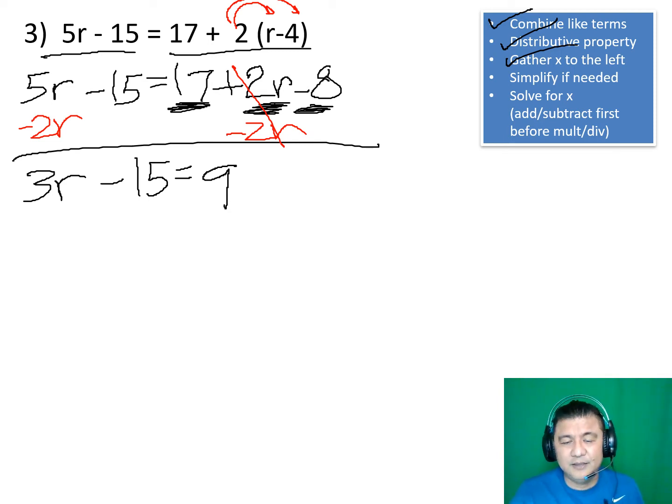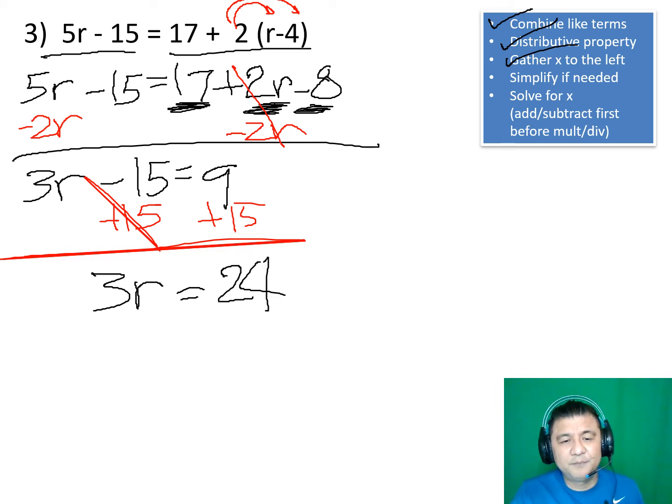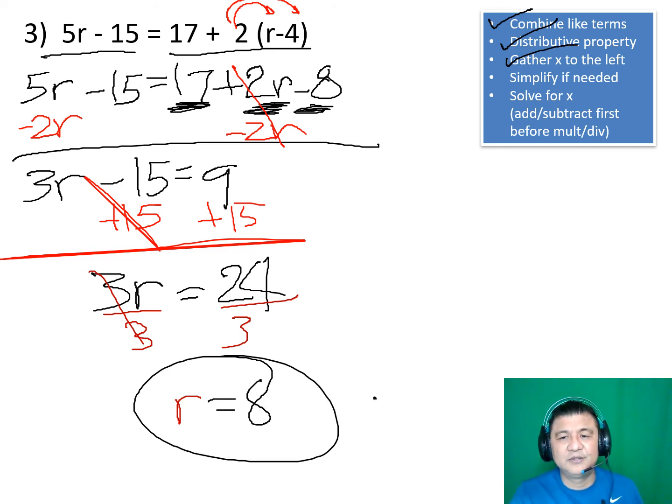Guess what? We're back to two-step. Get rid of the plus 15: add 15 to the left, add 15 to the right. That cancels out. 3r goes down, equal sign goes down. This becomes 24. Opposite of times 3, divide by 3, divide by 3. r is finally alone. r is equal to 8. Okay, we got the value of r. See that? Just follow the steps.